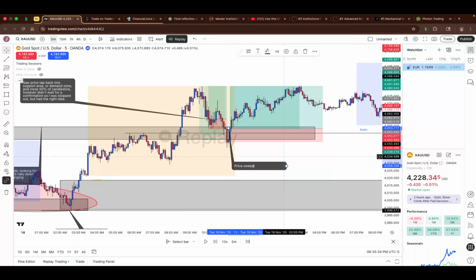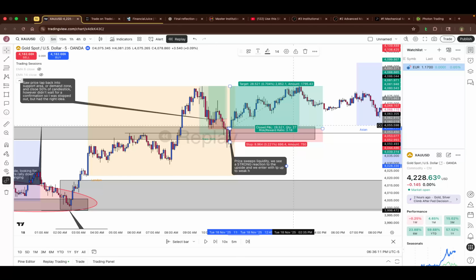Price sweeps liquidity. We see a strong, that's the key word, strong reaction to the upside. That's what we want to see with liquidity. Once we see liquidity get grabbed, a confirmation is a strong reaction from that, a strong reaction to the upside. So we see a strong reaction to the upside, and we enter with TP up to the weak high that failed to take out this low, weak high, and stop loss.